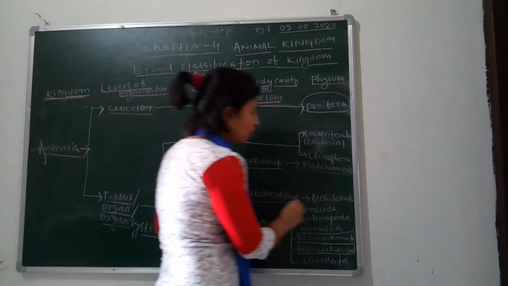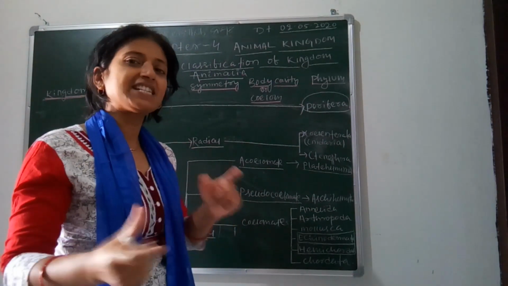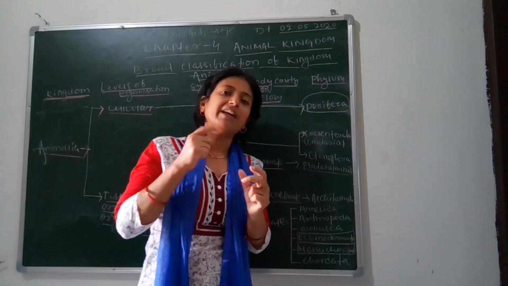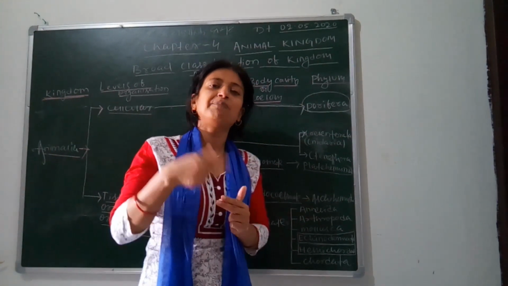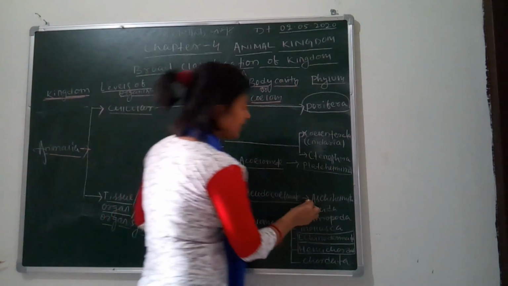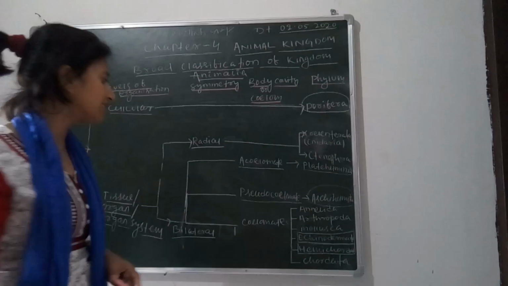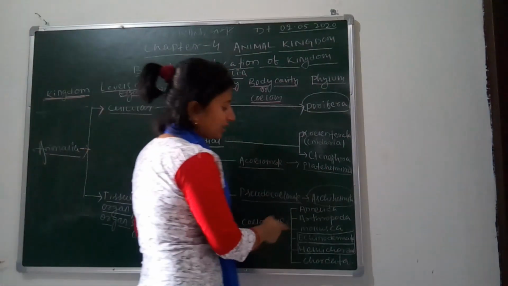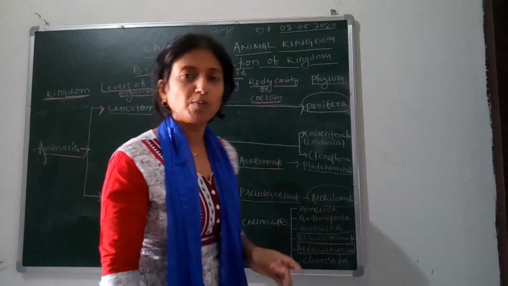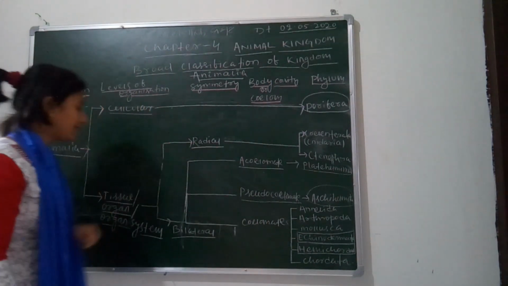Then pseudocoelomate means a coelom is present but in the form of scattered cavities inside the body. They are not true coeloms. When a cavity is required by that organism, it produces the cavity. That's why it is called pseudocoelomate. This type of arrangement is seen in the species of Aschelminthes. Next, coelomate. Under coelomate, these phyla come: annelids, arthropods, mollusca, echinodermata, hemichordata, and chordata.